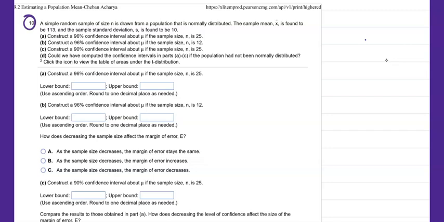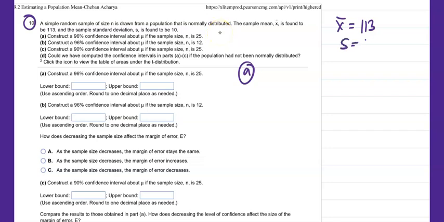Let me write it down this way. For A, let's draw the confidence interval, where x bar is 113, because it tells you the sample mean is found to be 113, and the sample standard deviation s is found to be 10.